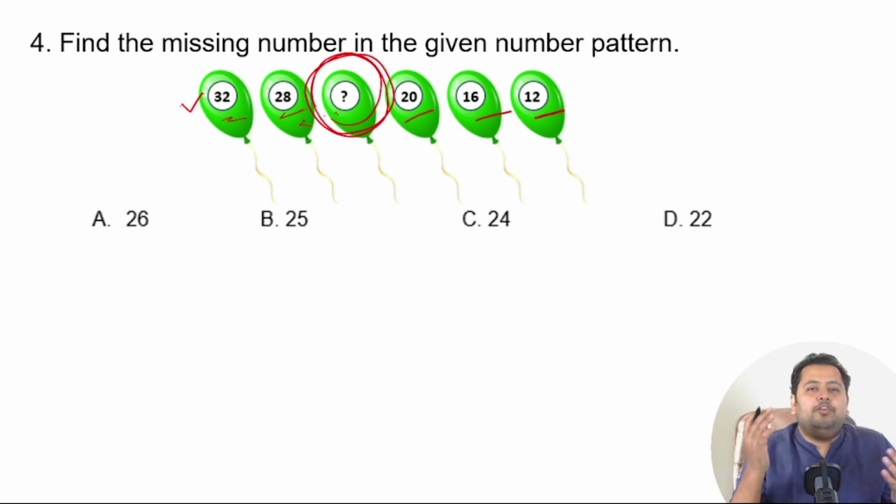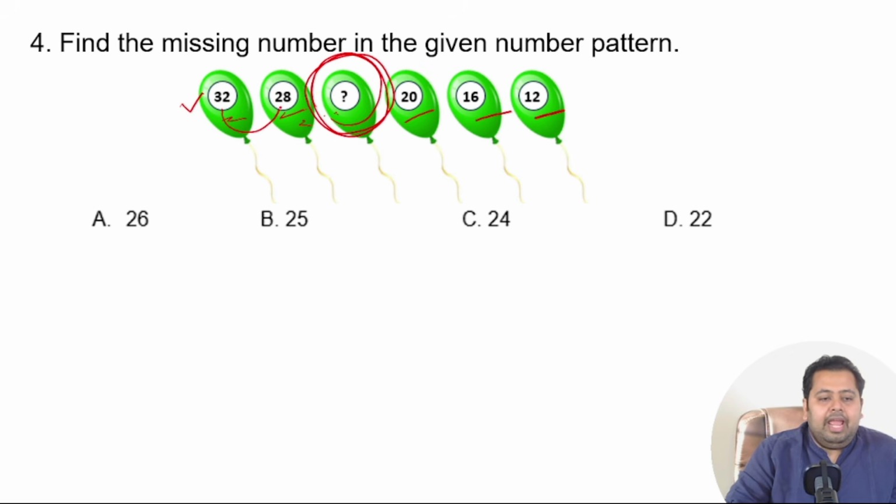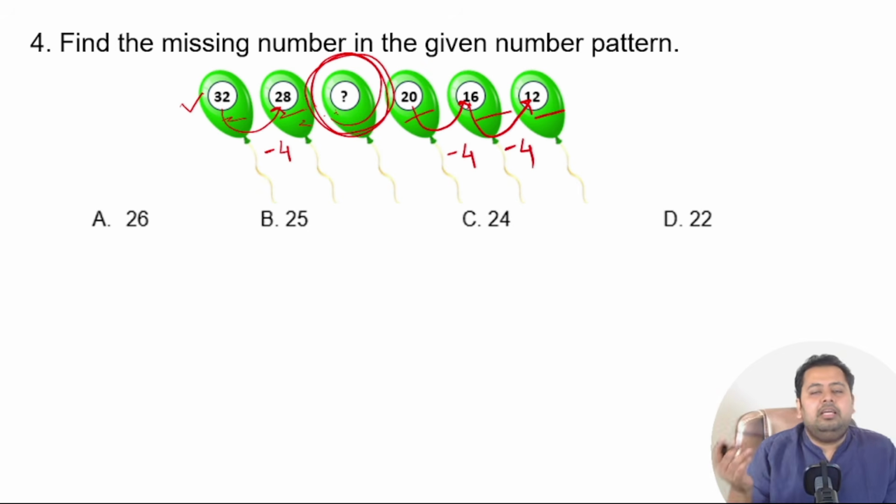Great. Hopefully, you have got it correct. So here, if you see the numbers, from 32 to 28, the number reduces by 4, right? This is something we don't have. From 20 to 16, if you check the pattern, the number reduces by 4. From 16 to 12, again, the number reduces by 4. So the pattern that you see is that from one number to another, the number is being reduced by 4.